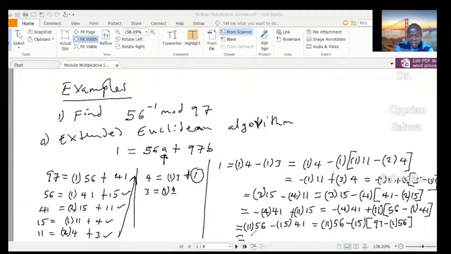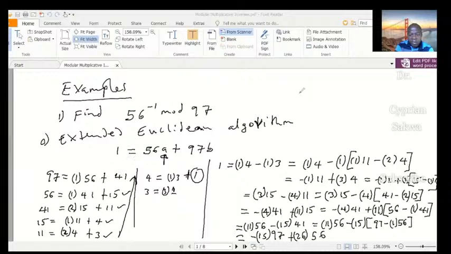This will be negative 15 multiplied by 97. And this negative 15 times negative 1 will be positive 15. Positive 15 plus 11 will be 26. So you have 26 times 56. And this is what I want, what we said we will have.